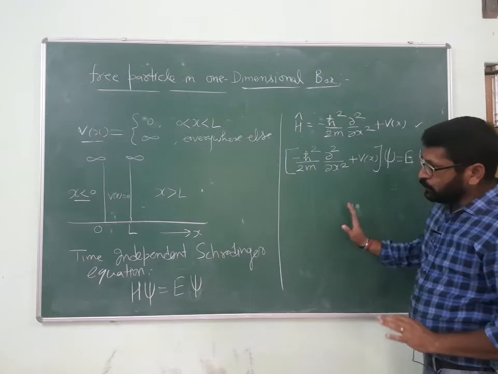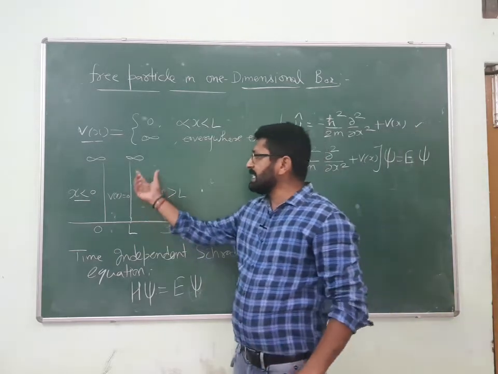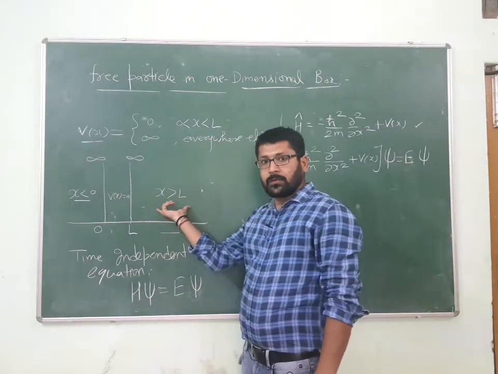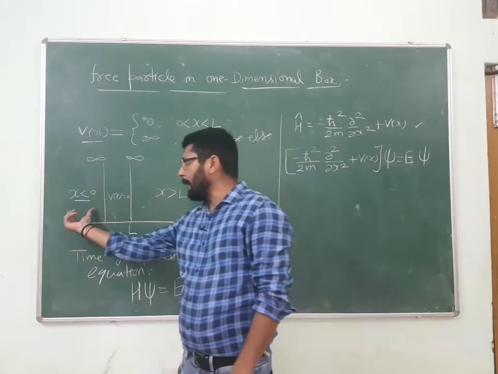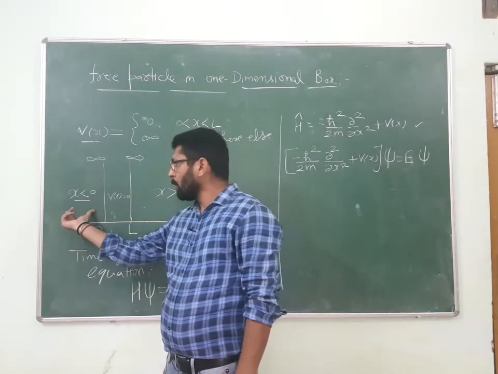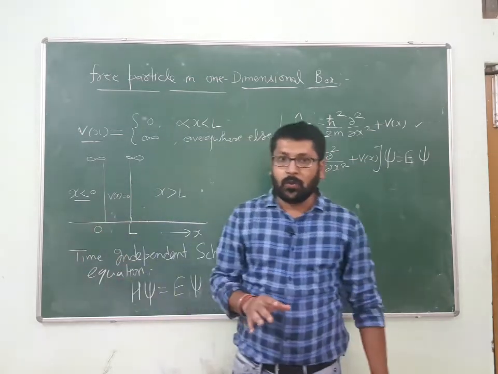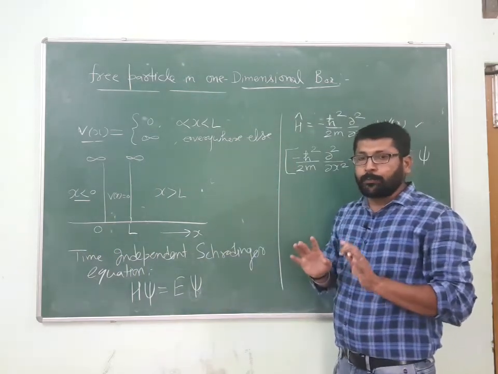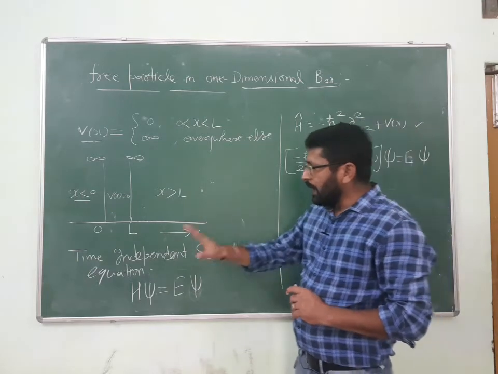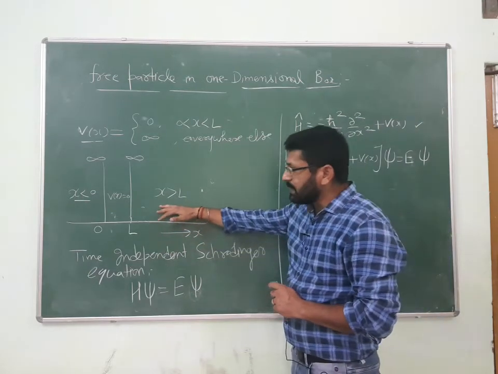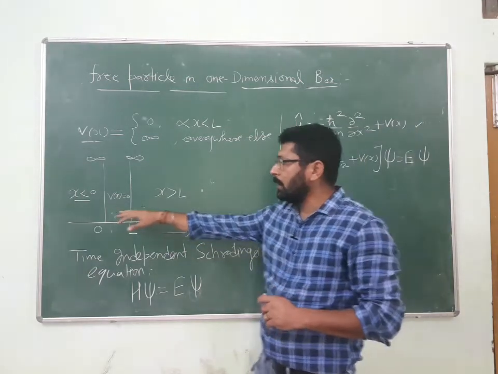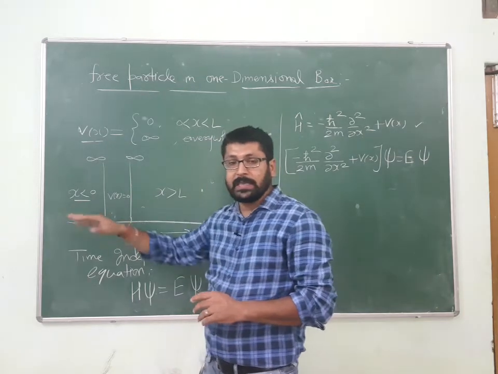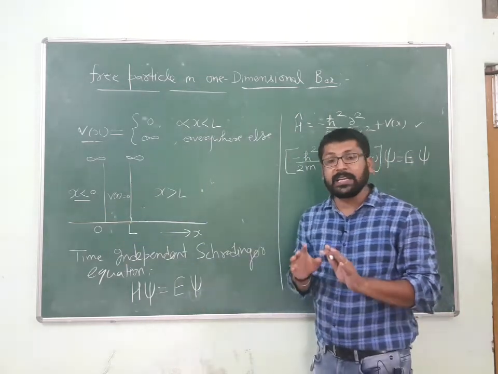Now, because we know the potential is infinite in these two regions, for x greater than L and x less than 0, and our particle does not have energy to overcome this potential, that means the probability of finding the particle in these regions, for x greater than L and for x less than 0, is negligible, or it is 0.